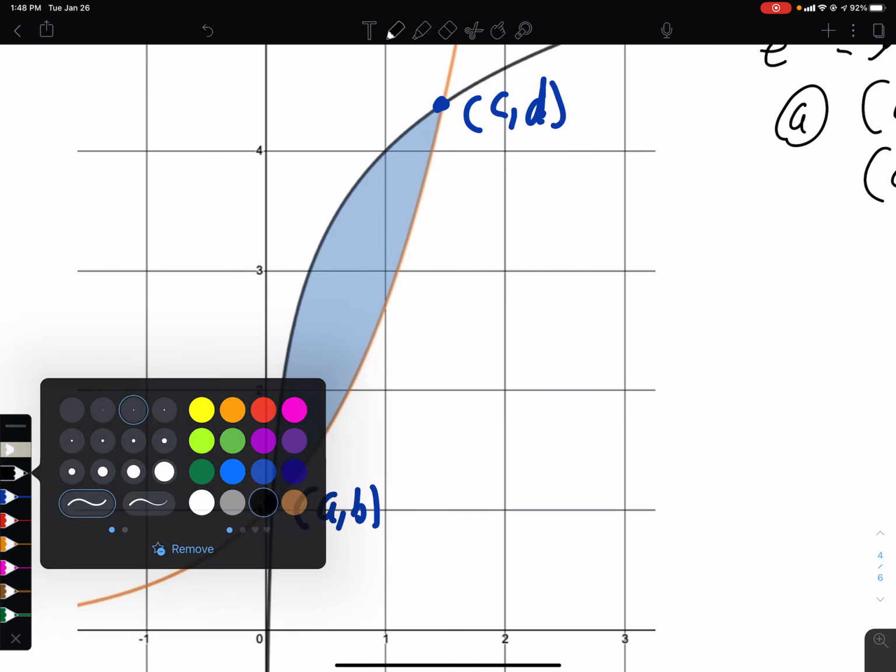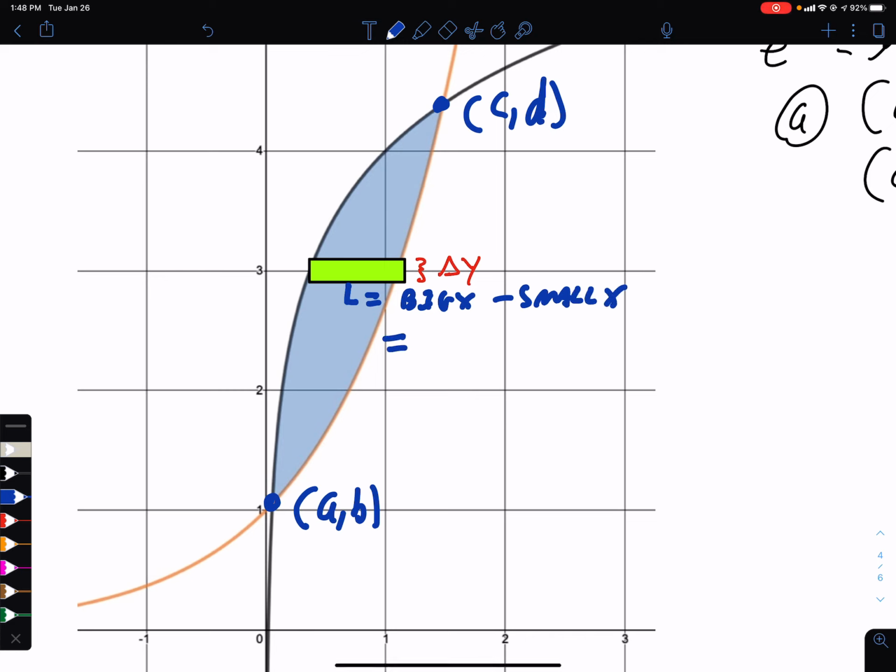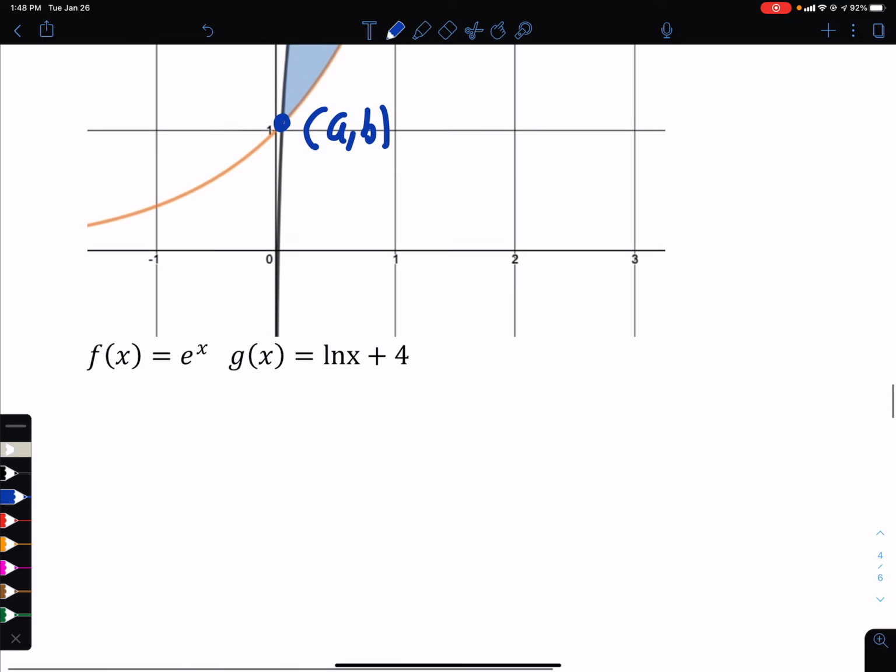What's my rectangle going to look like? It's going to look like that, but hopefully prettier. It's supposed to make it pretty for me. Yeah, like that. My width is easy. That's just going to be delta y. But my length here, that's going to be big X minus small x. But it's going to be the gold minus the black, but I need the x values.